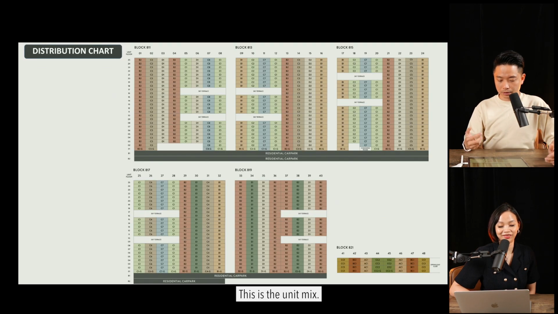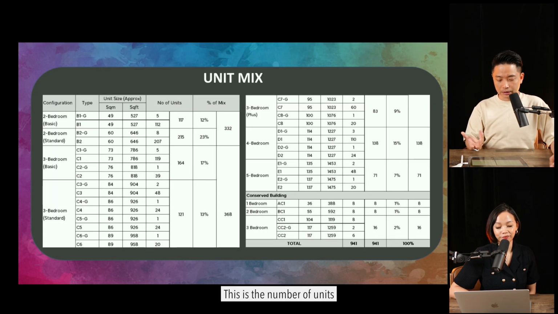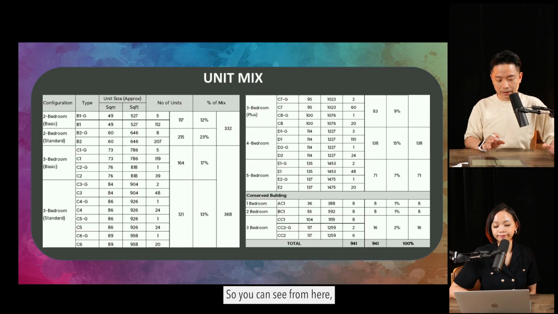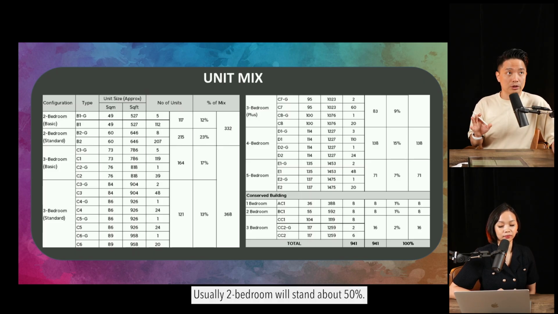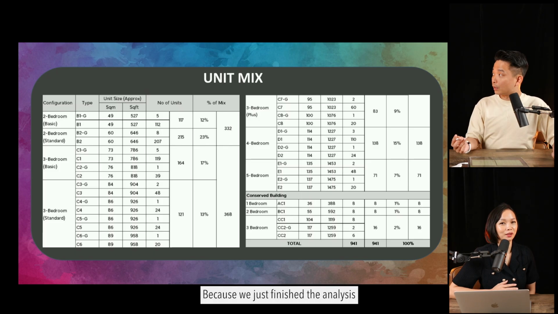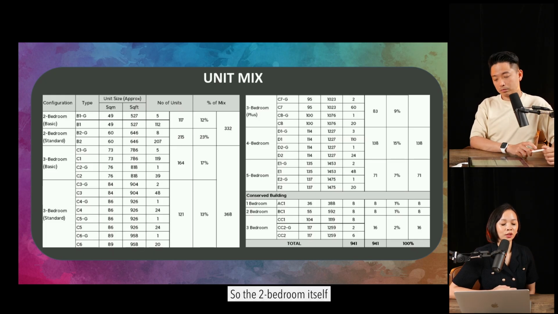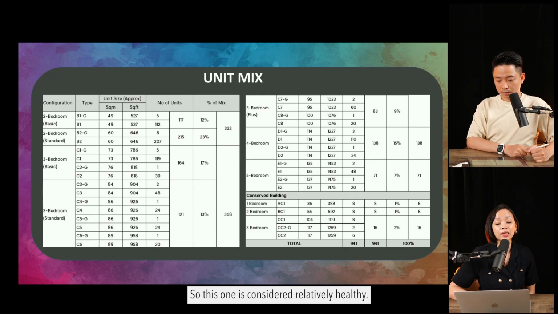This is the unit mix. We don't want to go too much into this. This is the number of units based on the unit type. You can see from here, it's quite well distributed. There is not too much of a 2-bedroom, because the 2-bedroom is about 35%, which is rare. Usually 2-bedrooms will stand at about 50%, because we just finished the analysis for Promenade Peak and River Green, where the 2-bedroom took up more than 50% of the entire unit mix. So this one is considered relatively healthy.